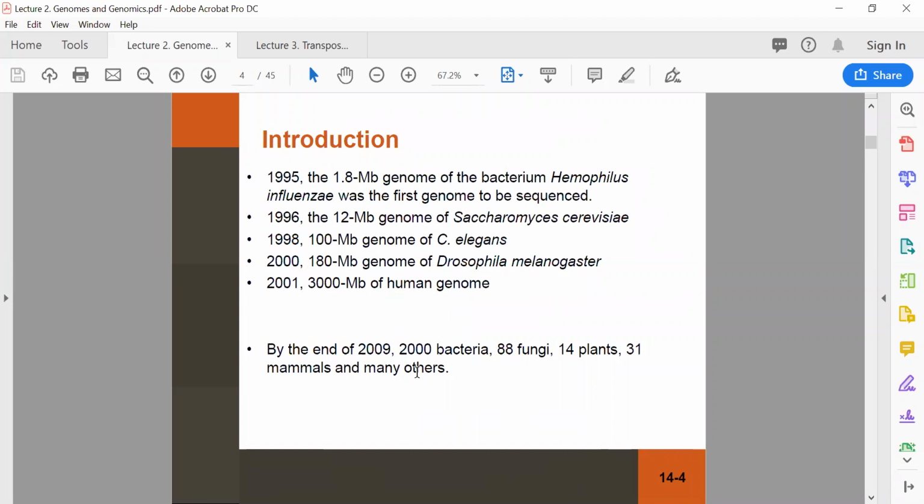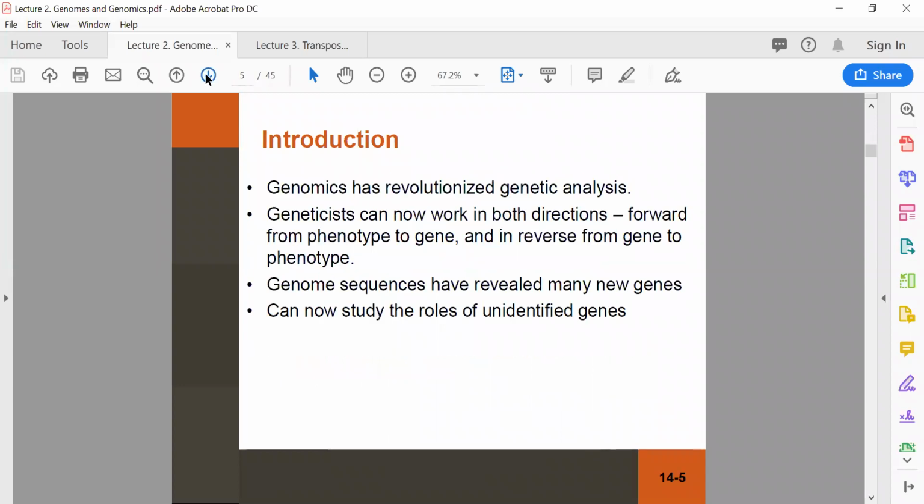By the end of 2009, 2,000 bacteria, 88 fungi, 14 plants, 31 mammals had their genomes sequenced, and many others. And currently there are well over 1,000 species that are having their genomes sequenced. So quite amazing, that rapid advance in genome sequencing technology.